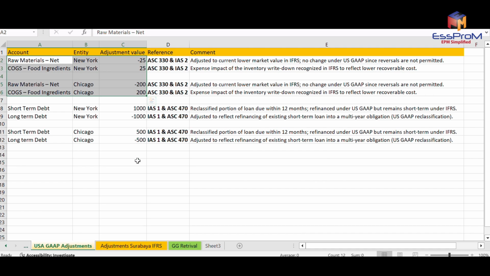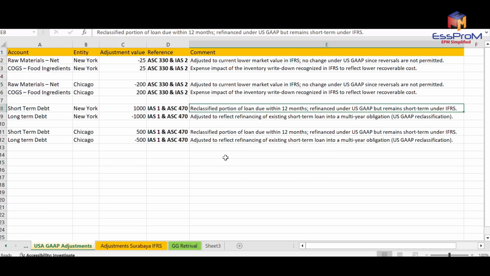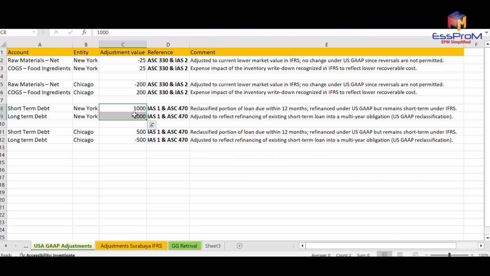Considering the long-term debt and short-term debt, if the entity has taken a short-term debt with a time period below 12 months, the reclassified portion of the loan due within 12 months is refinanced under US GAAP but remains short-term under IFRS. So, for New York and Chicago, you can see these adjustments of IFRS, which do not consider the short-term debt transfers to long-term debt, under IAS 1 and ASC 470.